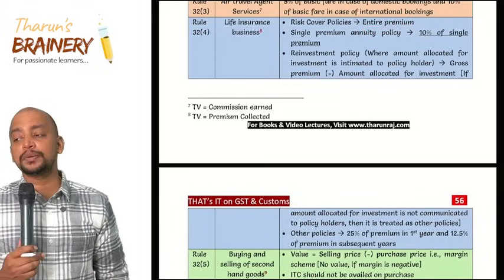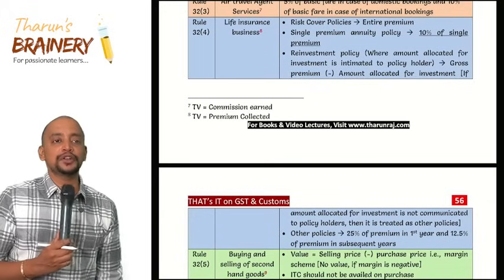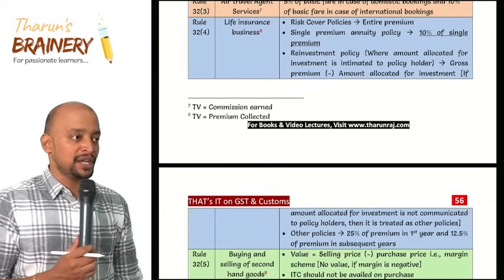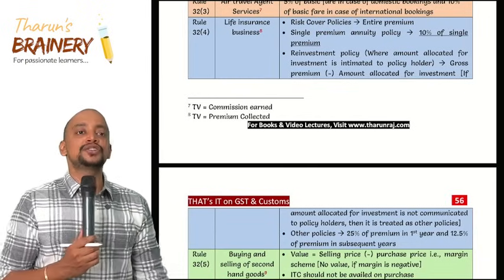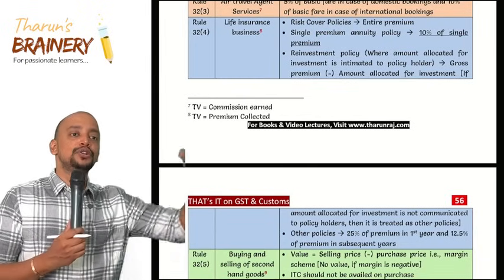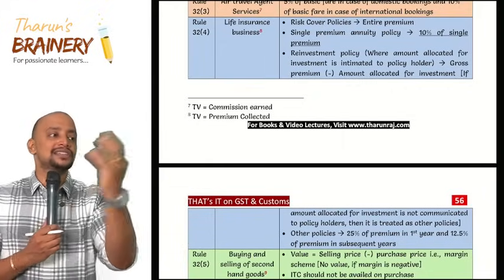Whereas in single premium annuity policy, rather than paying a premium every year, one single premium will be paid. Using that single premium itself, the insurance company will reinvest and will be able to generate the income that will be adjusted towards the premium.